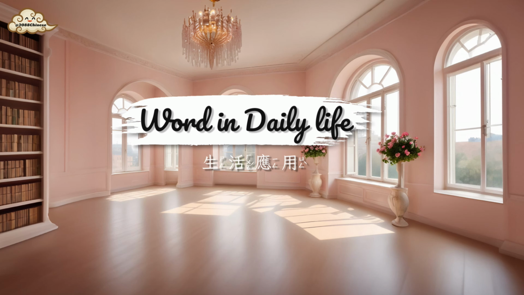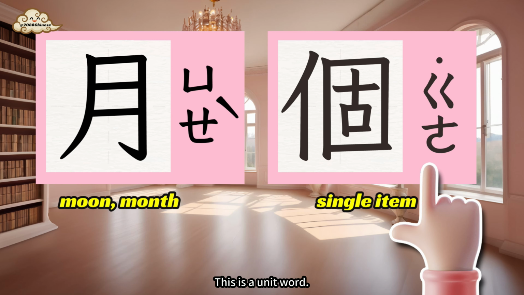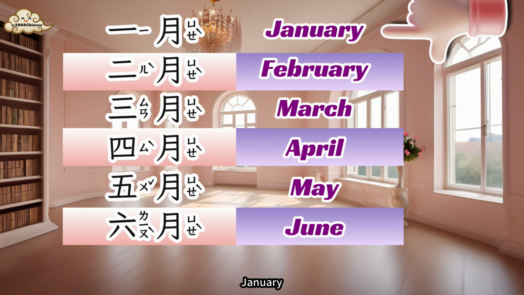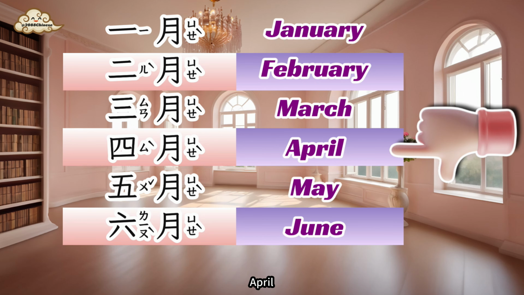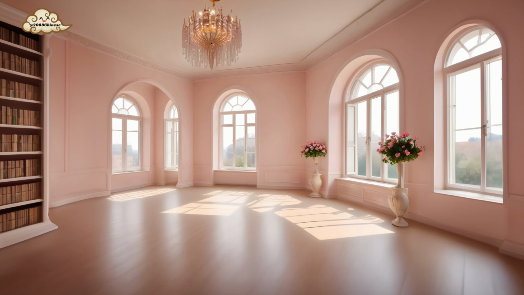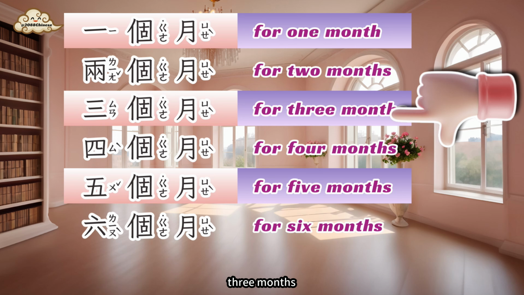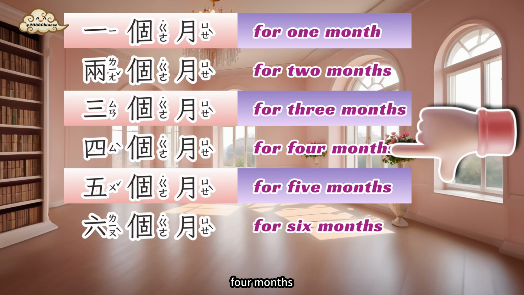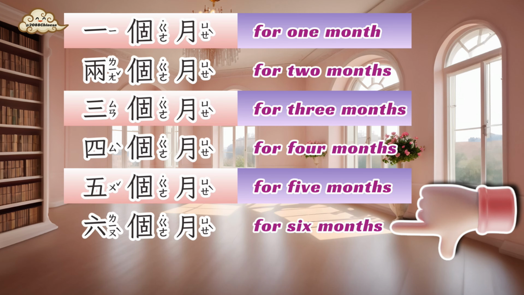Word in daily life. 月, it means moon, month. 个, this is a unit word. It is used in counting single items. 1月, 2月, 3月, 4月, 5月, 6月, 1个月, 2个月, 3个月, 4个月, 5个月, 6个月.